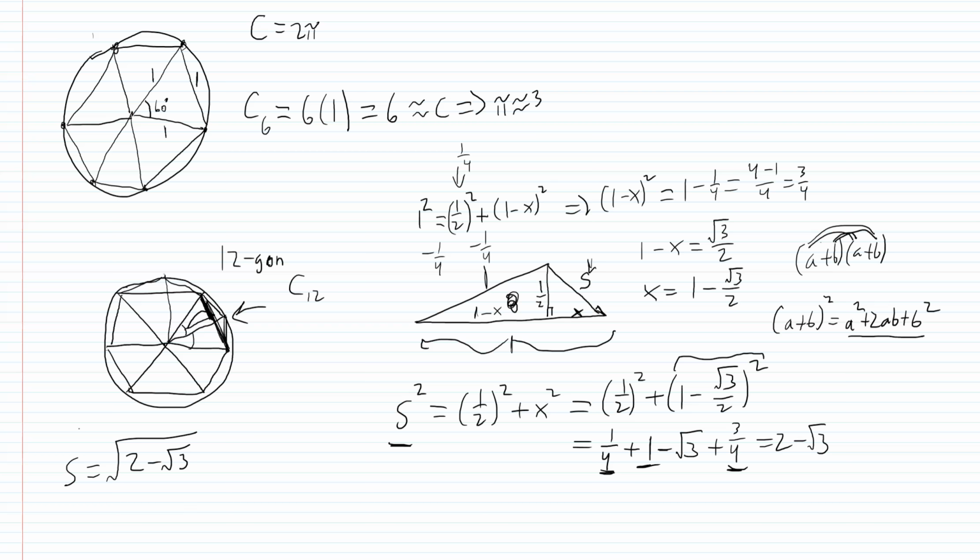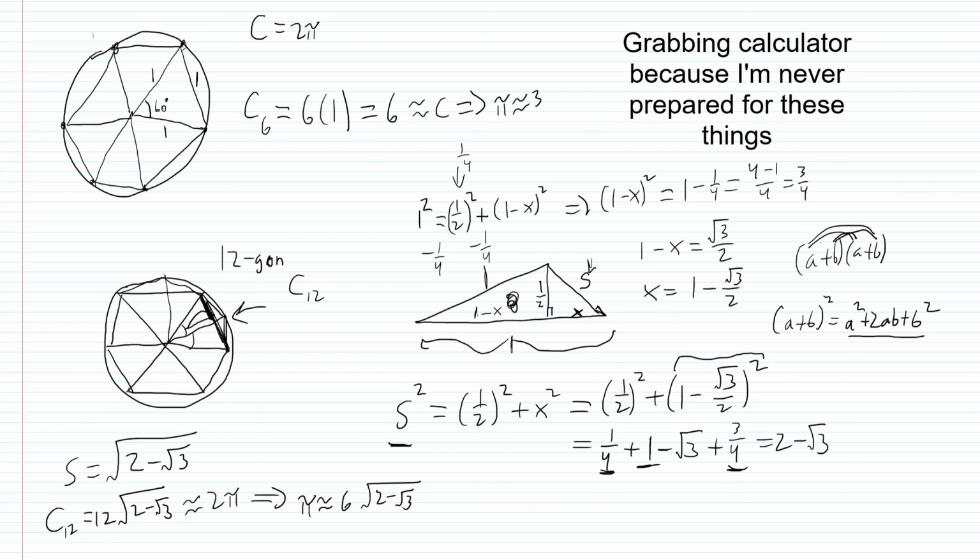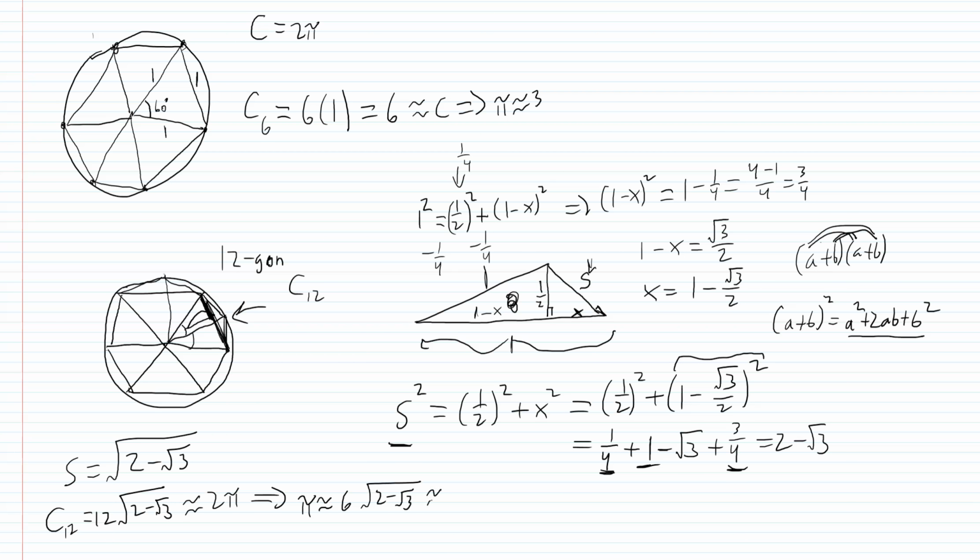So C12 is going to be 12 times that. And so, of course, we're approximating that as 2 pi, which means that pi is approximately 6 times the square root of 2 minus root 3. That value is about 3.106. So it's closer to pi than the approximation of 3 that we had before.